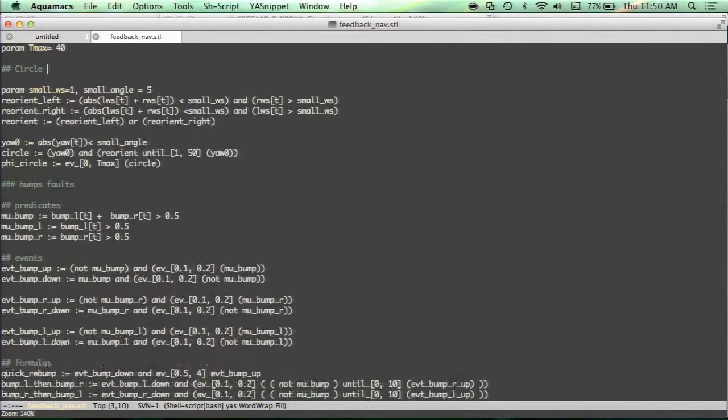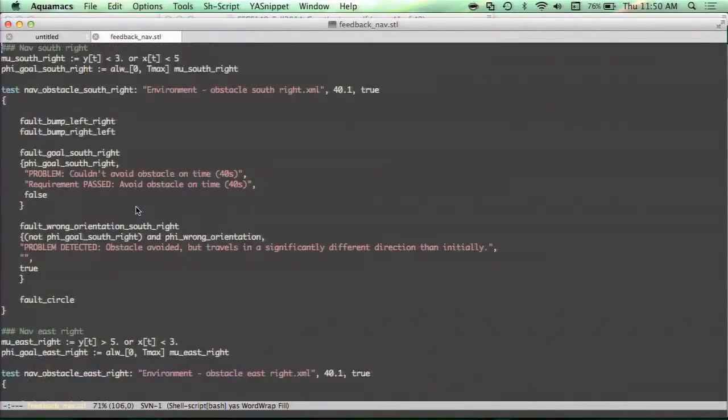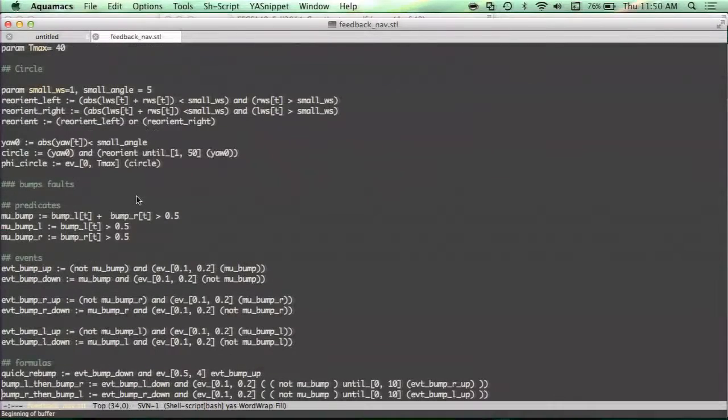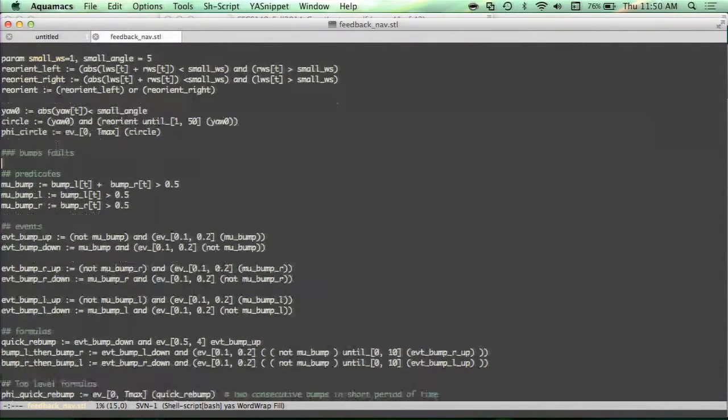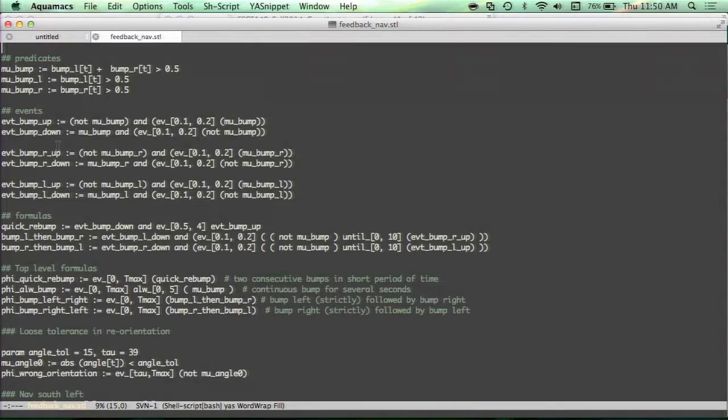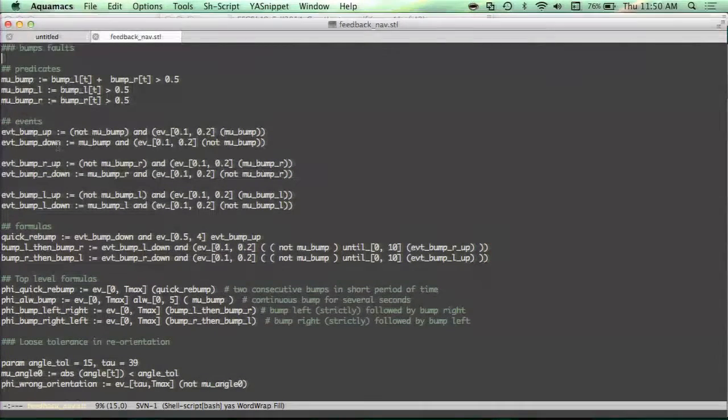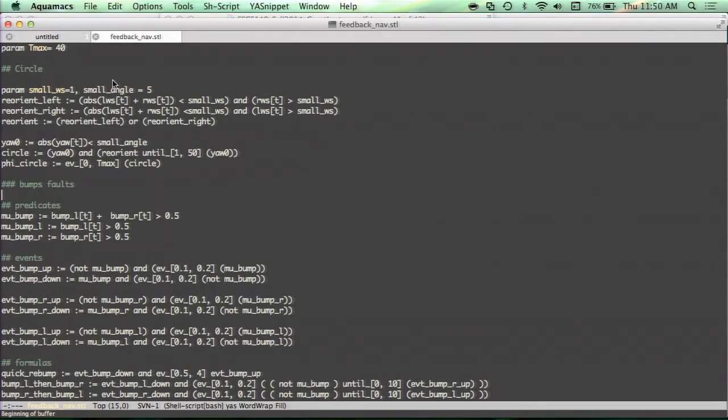All right, so this is the test plan that was used for the feedback navigation mode. You see, there are quite a few properties and a few tests that we implemented, and I'm going to go through some of them just to look at an example. This is a domain-specific language, DSL, that I implemented. So this is an STL monitoring tool that I work on.